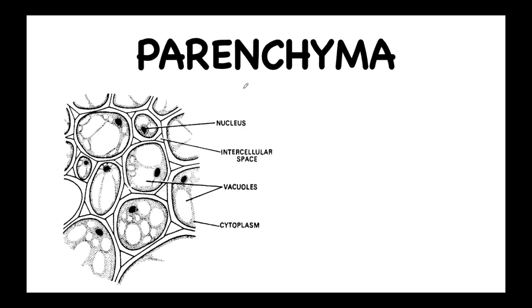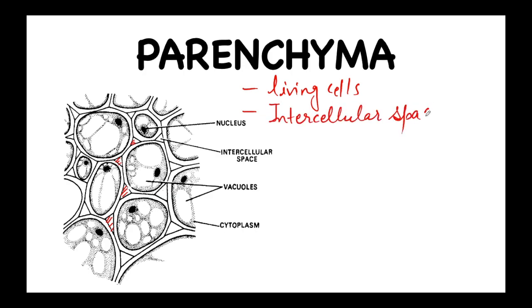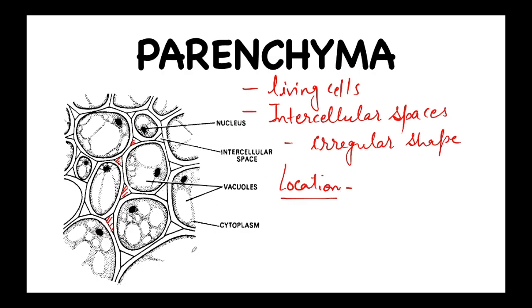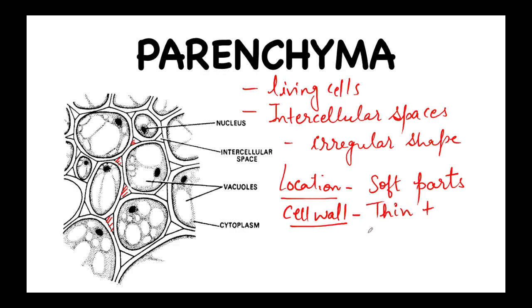Parenchyma tissues are made up of living cells and they have intercellular spaces. If you could see, there are intercellular spaces among the cells, and the cells are of irregular shape. Now come to the location of parenchyma tissues. Parenchyma tissues are generally present in the soft parts of the plant. Now the nature of the cell wall and cell wall component: the cell wall is thin and it is made up of a special component known as cellulose.